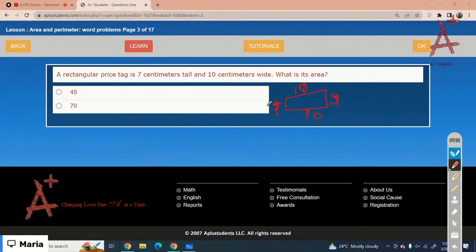Got it? So you need to calculate the area. Area is length times width. That would be 10 times 7, and 10 times 7 is 70. Very good. The correct option is 70.